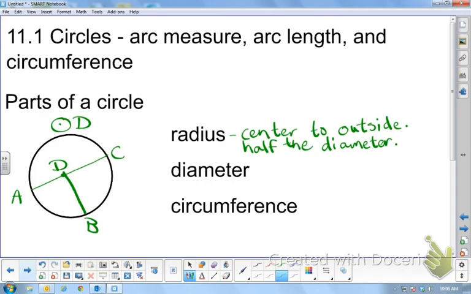Can anyone name some of the radii, that's just plural for radius, on this particular circle, on circle D? What is one of the radii? A to D. BD would be a radius. DC. CD. Or I could say DC, BD, DA. It could be in the opposite order. Those are all radii.